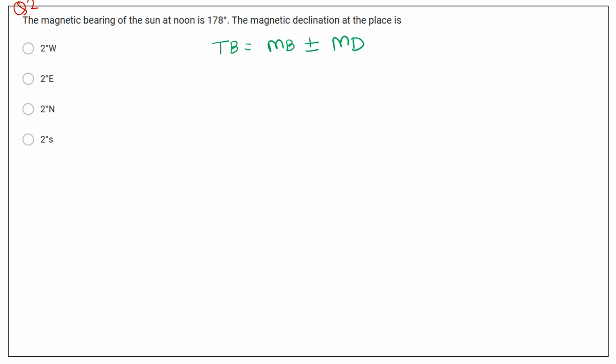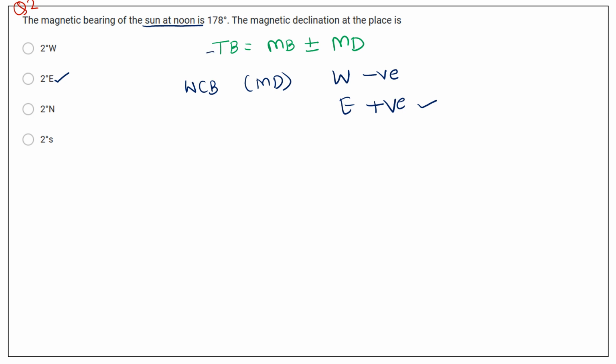Here, magnetic declination in case of whole circle bearing: for west take negative, for east take positive. Here they mentioned sun at noon, which means west of the meridian. So the answer is positive, meaning the answer is in east. Option number second, this is your answer.